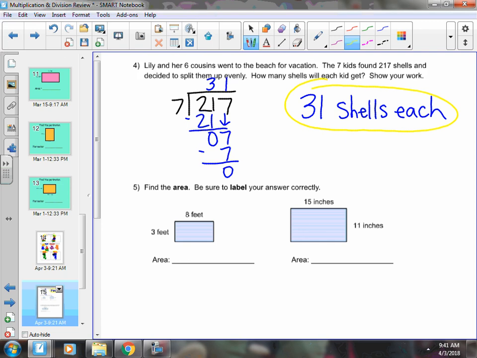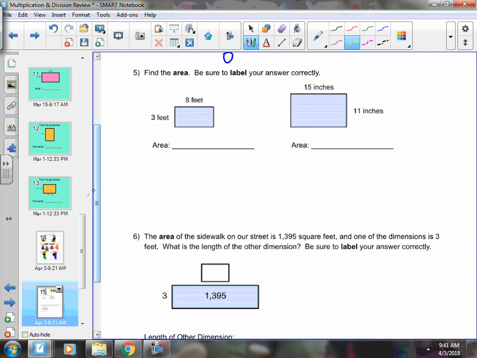Number 5, find the area. Area is length times width. Multiply the length times the width, and that will give you the space inside, the area inside. So the first one, the length is 8, the width is 3. 8 times 3 is 24.